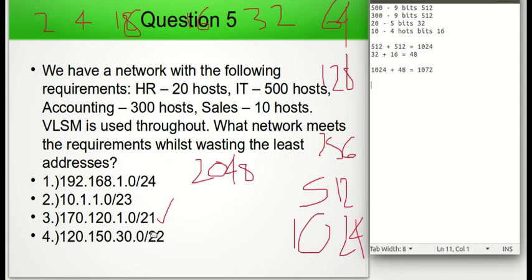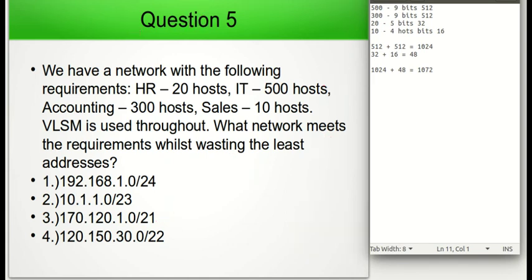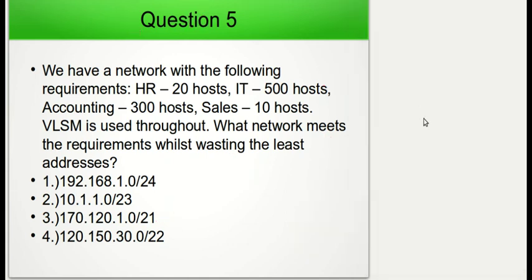And as you can see, the only subnet that gives us enough addresses to work with is this one over here. The first one gives us 256, which isn't enough. The second one, 512. The third one, 1024. But it's the third answer which gives us 2048 host addresses to work with, which is more than enough to meet our requirements. So answer 3 is the correct answer to this question.